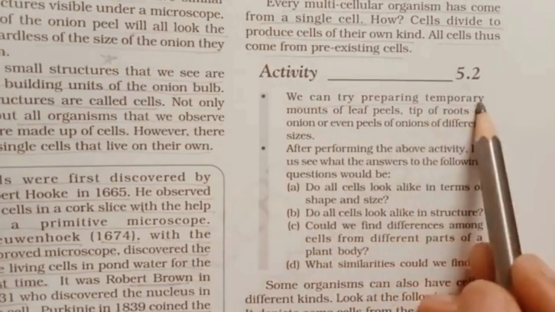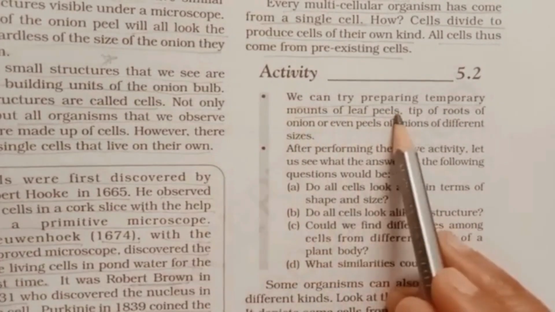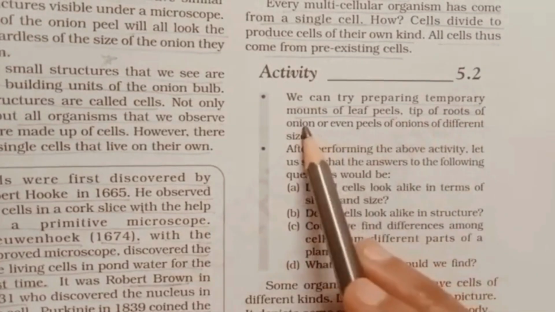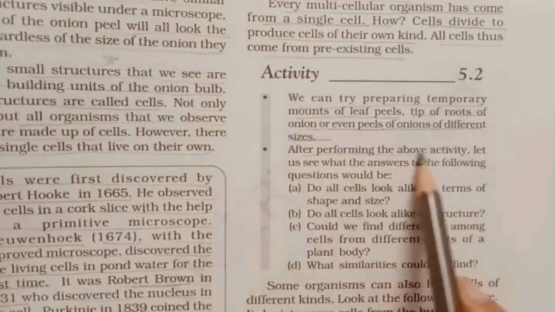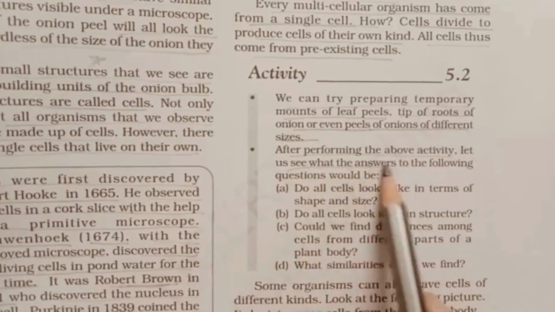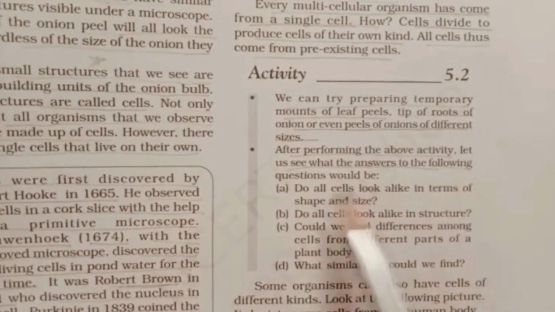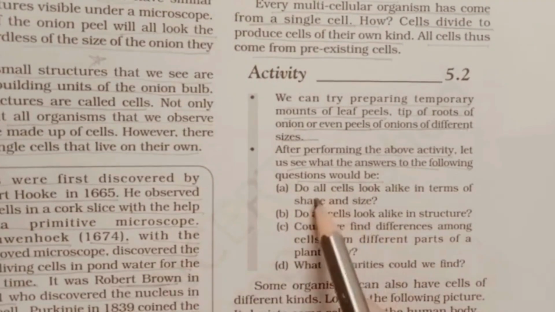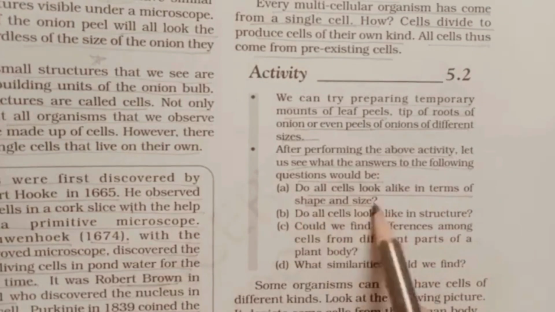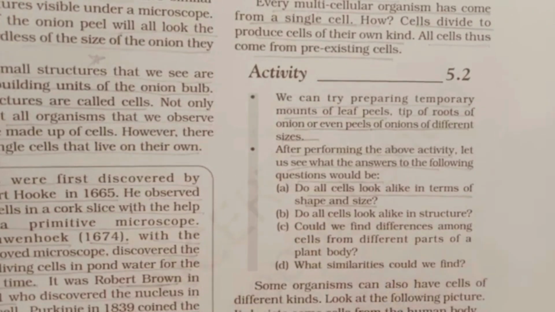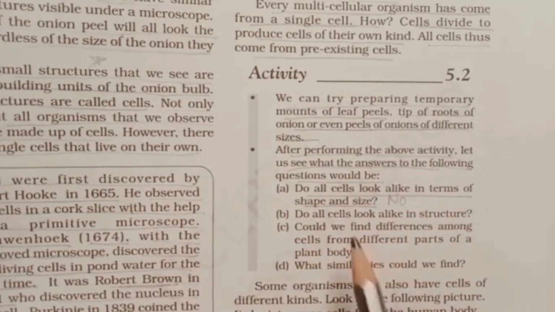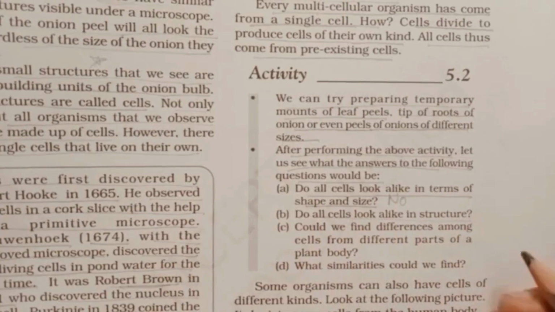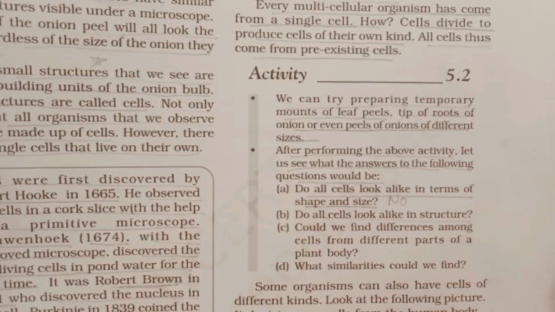We can try preparing temporary mounts of leaf peels, tip of the roots of the onion, and even peels of onions of different sizes. After performing the above activity, let us see what the answers of the following questions would be. Do all cells look alike in terms of shape and size? No, all cells do not look alike in terms of shape and size. So the answer is no. Do all cells look alike in structure? Somewhat they look alike in structure, but structurally भी बहुत सारे differences होते हैं.